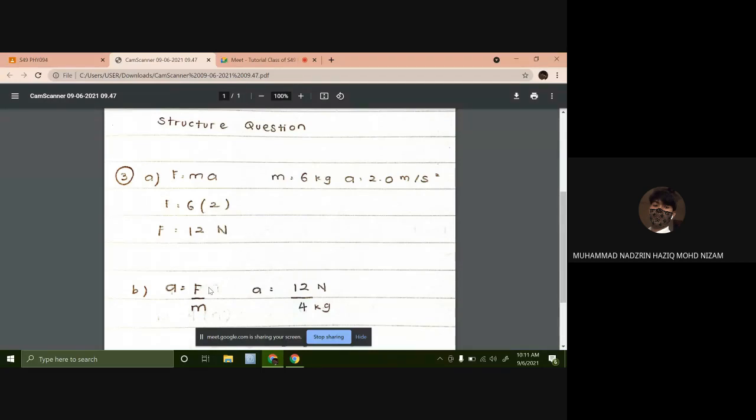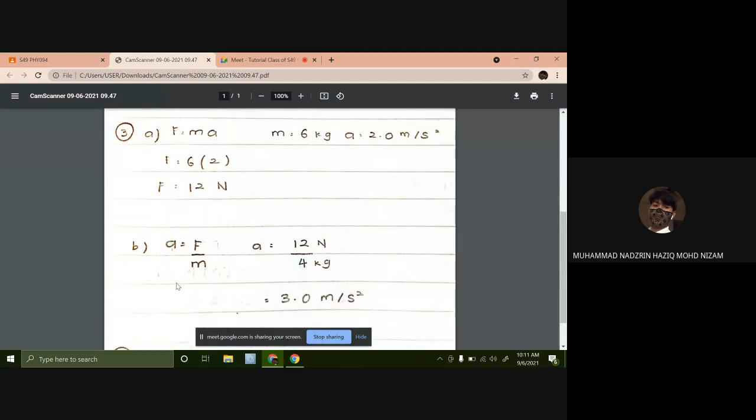B. If this same force is applied to a 4.0 kg object, what acceleration is produced? So to find the acceleration, a equals F over m. I substitute the previous force, 12 Newton over 4 kg. So I get 3.0 m/s².